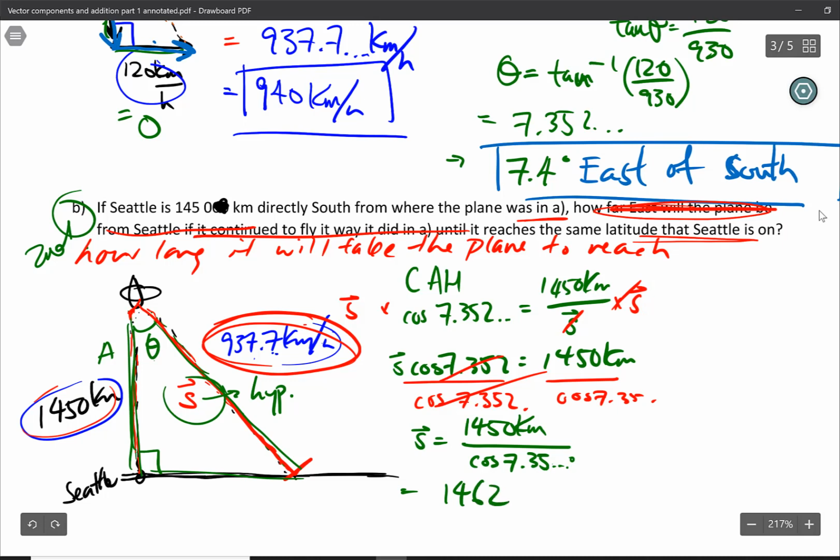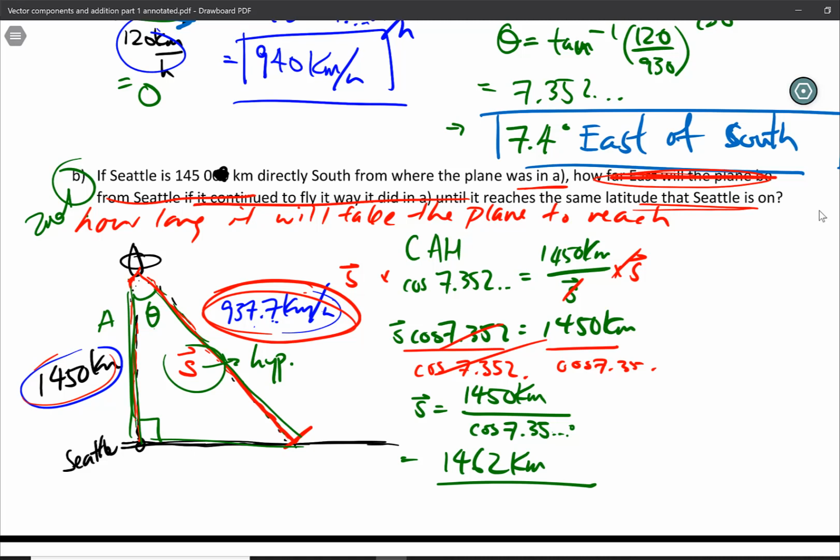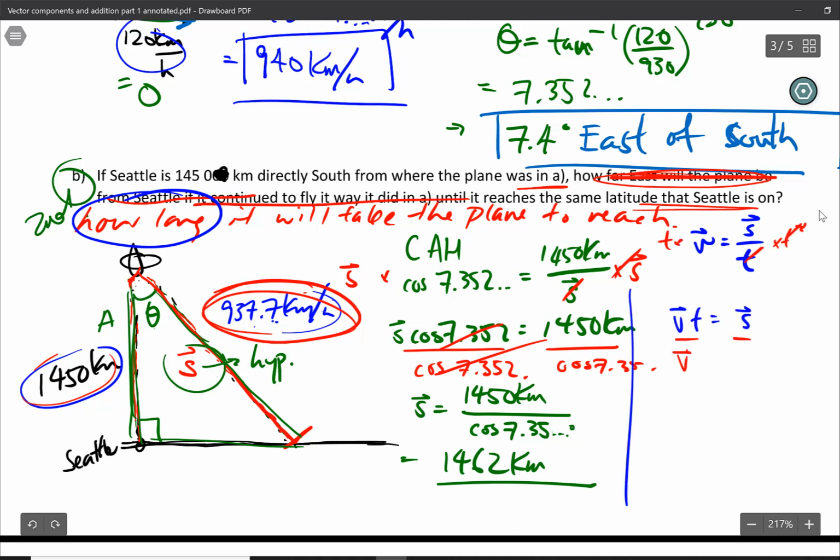1462 kilometers. And notice it's a little bit further than the 1450, so we do need to use this particular displacement for the new resultant velocity. Okay, so how to do that? We know that velocity is displacement over time. Now we need to solve for how long, which is our time. We need time on top. Dividing both sides by velocity, we get time is equal to displacement over our velocity vectors.